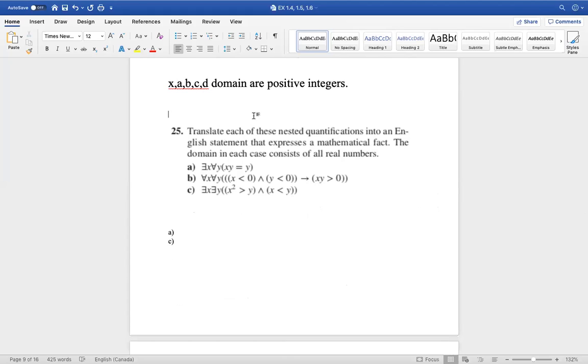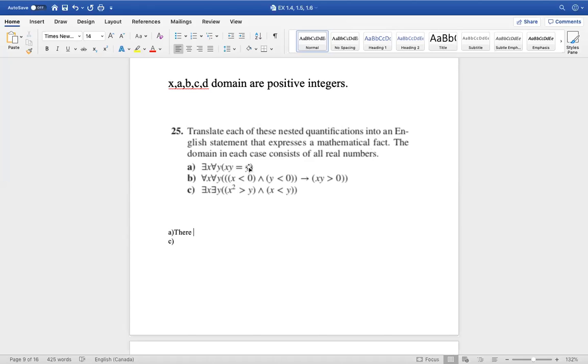Okay, so we have this question number 25, and we are supposed to translate these into English statements. We have to translate each of these nested quantifications into an English statement that expresses a mathematical fact, where the domain in each is all real numbers, so we know the domain. Let's take part A. Here we are basically saying a mathematical fact.